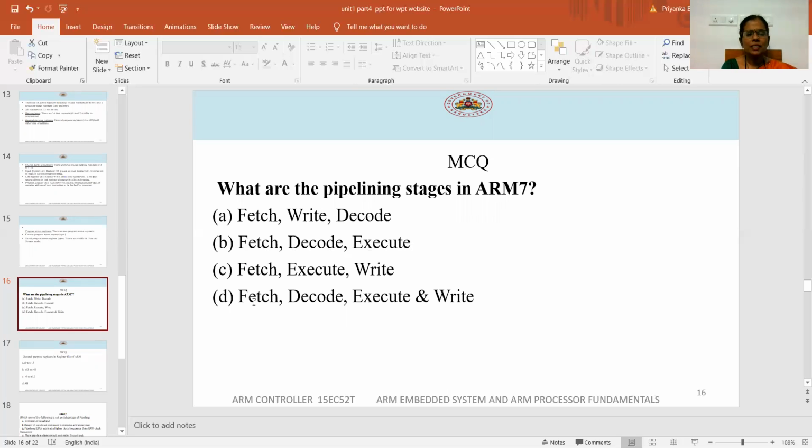Now check option C. It has execute and write. This is also not there in ARM7. It will be there in ARM9 and ARM10. So the right option is option B.